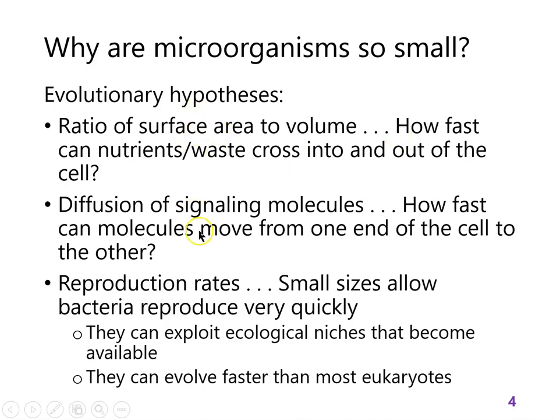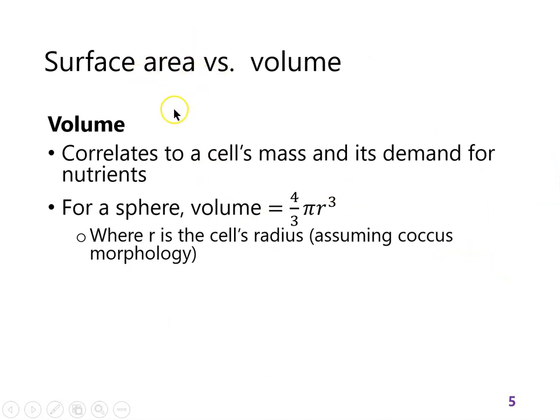So let's get into these first two that I didn't explain. The first one is the surface area to volume ratio, or the ratio of surface area to volume. And so we first talk about a cell's volume. So like how much cytoplasm is in a cell. And this correlates to how much a cell weighs, so its mass, but also its demand for nutrients. How many enzymes does it have inside itself? How quickly does it need to make new proteins? That all correlates to its size to some extent.